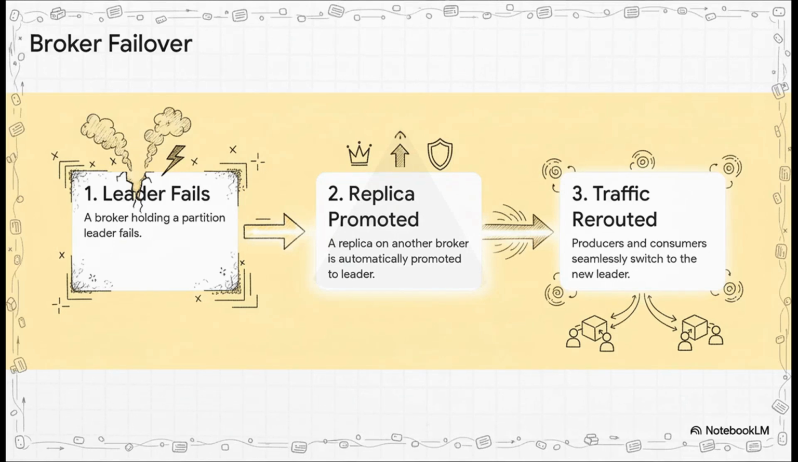So let's watch what happens when a broker inevitably fails, because it will. The system just automatically detects it. Instantly, one of the healthy replicas is promoted to become the new leader for that partition. And then all the producers and consumers are seamlessly rerouted to this new leader. It all happens in the background with zero human intervention. It's just magic. That's the power of replication.